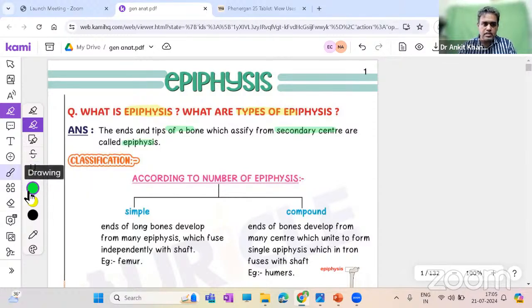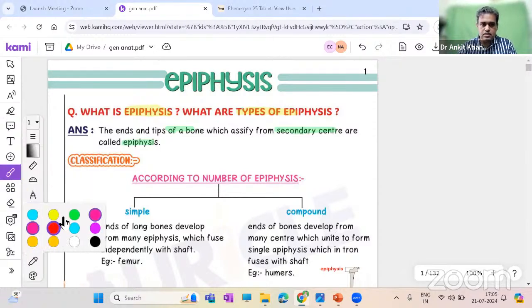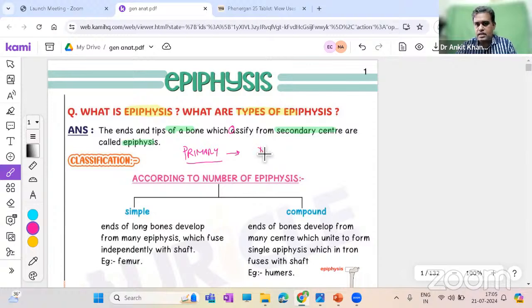I will tell you a lot of things in between the points. What are the other questions that can be formed from here? For example, they are saying that the epiphyses are the ends of the bone that ossify from a secondary center. It means that the part of the bone which ossifies from the primary center of ossification is known as the diaphysis. So do remember that also.